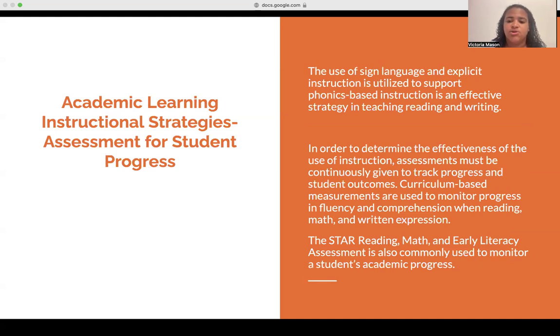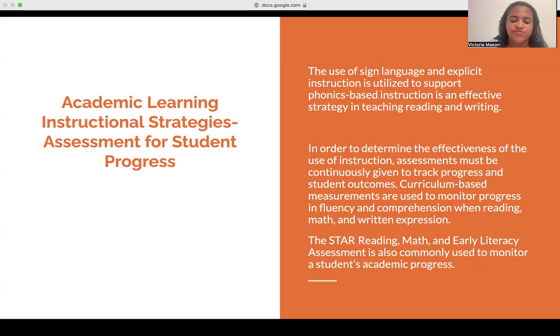Curriculum-based measurements are used to monitor progress in fluency and comprehension when reading, math, and with written expression. The STAR Reading, Math, and Early Literacy Assessment is also commonly used to monitor a student's academic growth. The assessments are computerized, and that provides immediate feedback and data on a student's skill set that will assist with instructional planning. The National Center on Student Progress Monitoring evaluated the effectiveness of this assessment and the data produced and found that the assessment is extremely rigorous.